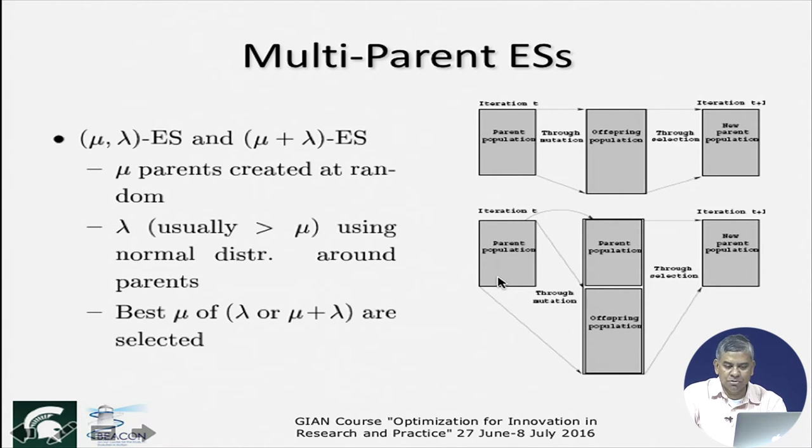So this is your mu, and this is your lambda created the same way. Now you take the mu and lambda put together, and then the top mu is selected. So if this is 10 and this is 50, you've got a population of 60 now, and you take the top 10. If anything in the parent was better than even all the offspring, that will pass on. That's the elite preservation. This one doesn't have elite preservation. But elite preservation introduces some kind of greediness, right?